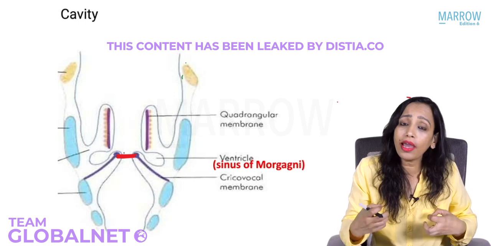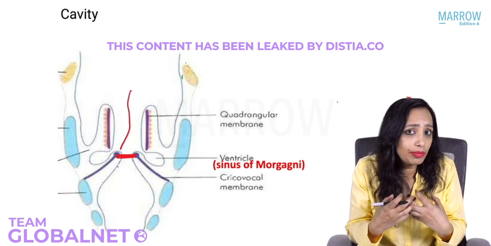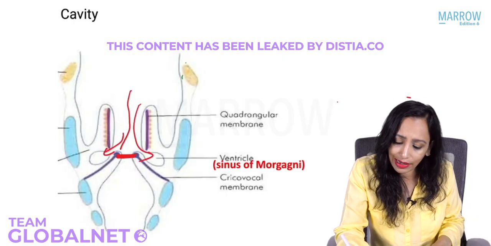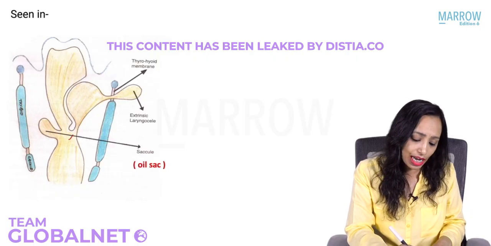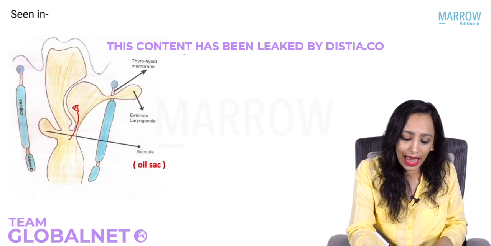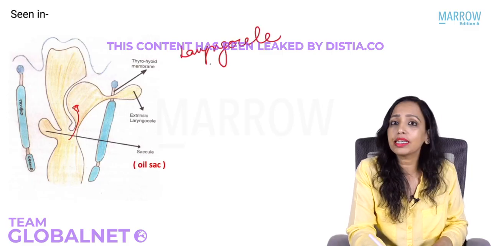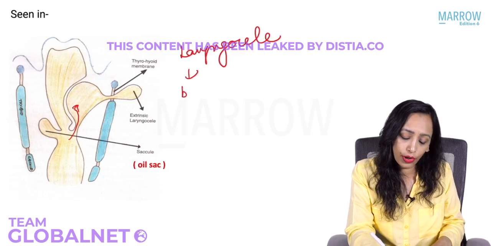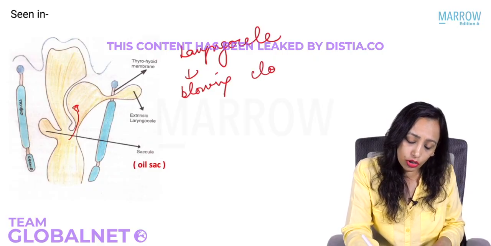The patient is blowing air down. From here the air is going, but the vocal cords are in midline, so air cannot go down. It enters into the saccule, and that leads to enlargement of the saccule. This enlargement of the saccule is what is known as laryngocele. This is because of blowing against a closed glottis.